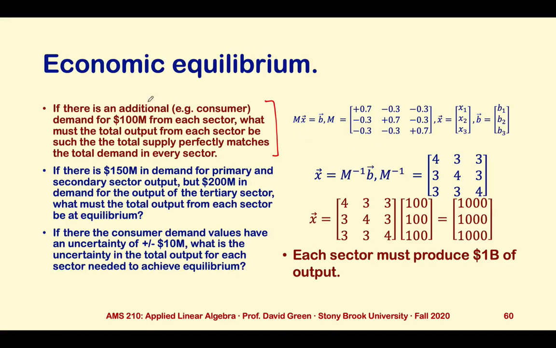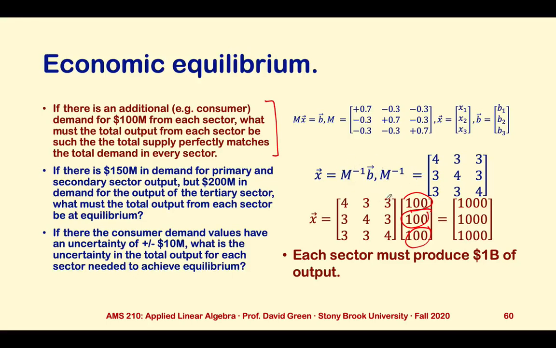If there is consumer demand of 100 million for each sector, what is the total output that will match supply and demand? We simply insert into this B these consumer demands of 100, 100, 100, and then work through the matrix multiplication of x equals M inverse B.